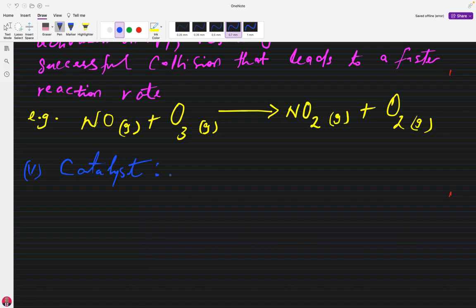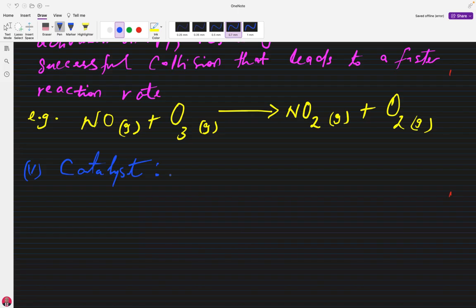So what is the role of the catalyst? When you add a catalyst, it increases the rate of reaction. When you remove it, it slows down the rate of reaction. A catalyst increases the rate of a reaction by providing an alternative pathway, that is, by lowering the activation energy for the reaction. And lastly, the catalyst remains unchanged at the end of the reaction. It is not used up during the reaction.